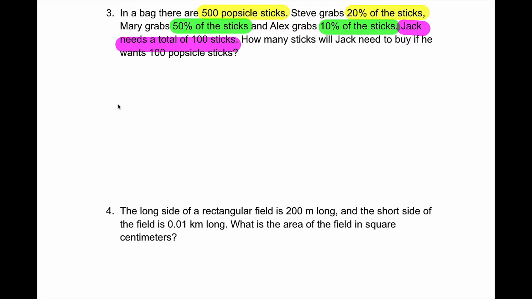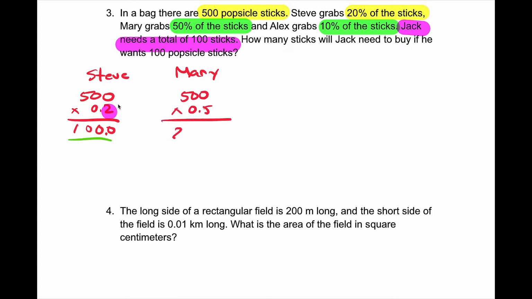Okay, well, let's start off with Steve. Steve is going to take 20% of the 500. So we can take the 500 and multiply that by 0.2. That is going to be 1,000. Move the decimal over one space because of the one decimal place right here. So we know that Steve has 100 popsicle sticks. And what about Mary? Mary takes 50% of the sticks. So 500 times 0.5, she's going to take 250 of those sticks.